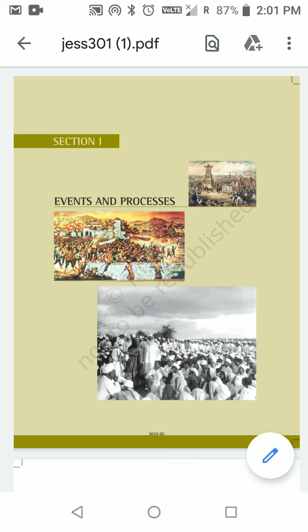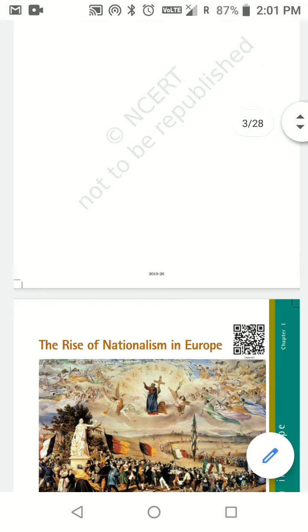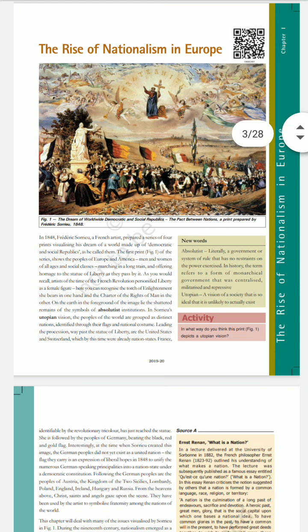History, Class 10th, Chapter number 1, Events and Processes. This chapter starts with the rise of nationalism in Europe.